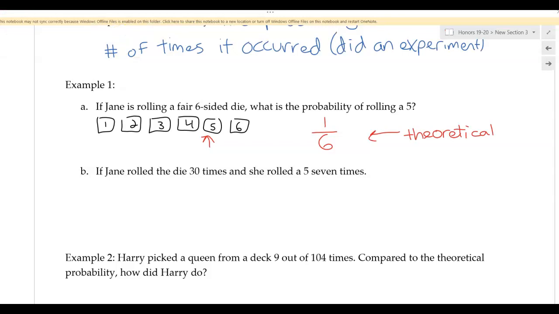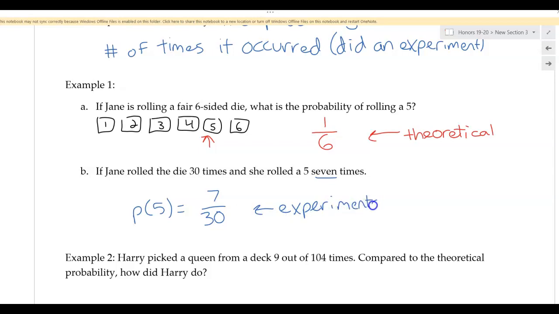Looking at part B, if Jane rolled the die 30 times and she got a 5 7 of those times, well, the probability of rolling a 5 there, I got a 5 7 times out of 30, which is not quite the same as 1 6. And this is your experimental.